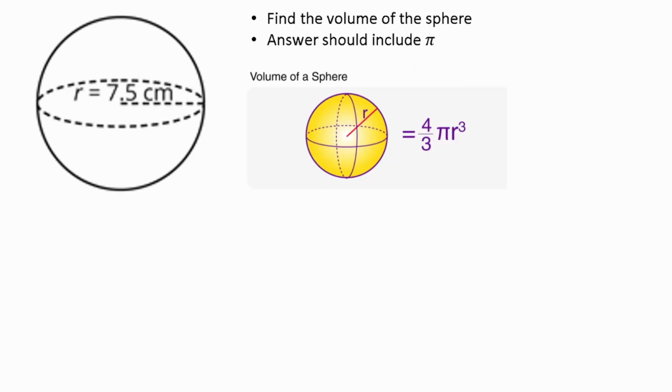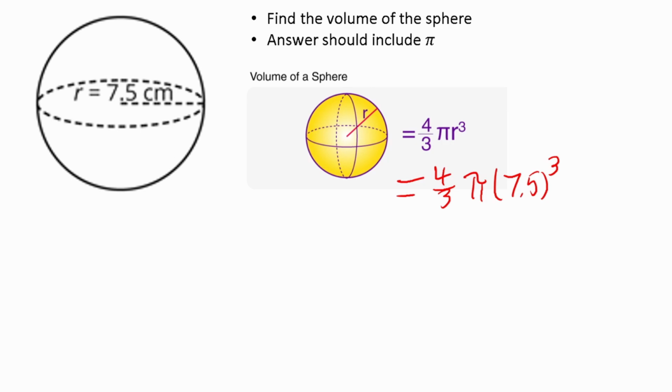Next one, it says find the volume of the sphere. Your answer should include pi. Once again, we do not want to multiply by that pi. So what do we have to do? Let's just plug everything in. We already have our radius, so we can say 4/3 pi. My r is going to be swapped out with 7.5 cubed. So really what I want to do is 7.5 cubed. Let's do that first.